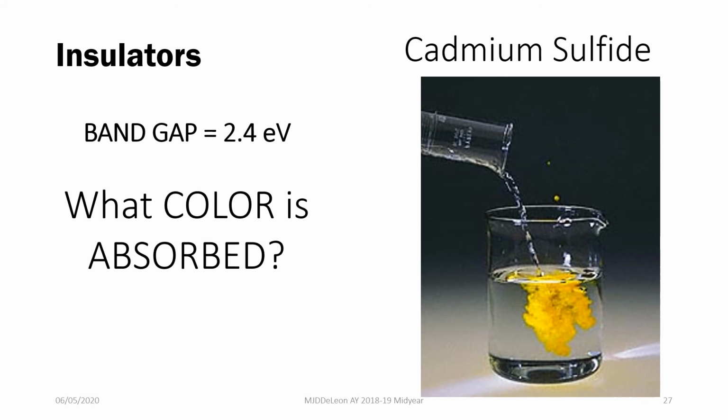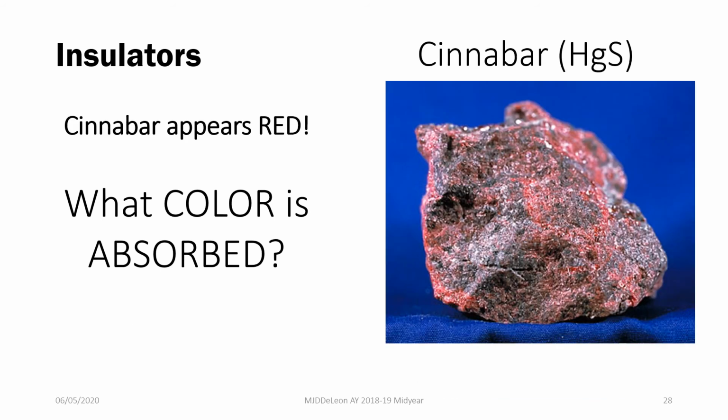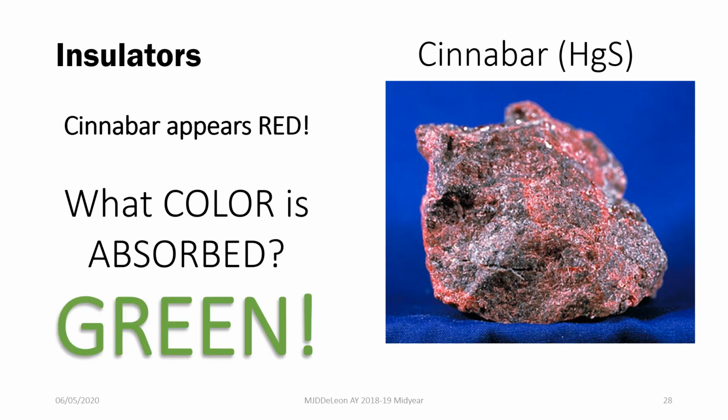So let's take, for example, this. Cadmium sulfide has a band gap of 2.4 electron volts. If the band gap is 2.4 electron volts, we can see that the color that is absorbed would be from blue and higher. So blue to violet. And this would make cadmium sulfide appear yellow. Since yun yung complementary ni blue, ni violet, the blue-violet. Next, cinnabar appears red. Cinnabar appears red because it absorbs a complementary color to red, which is green.